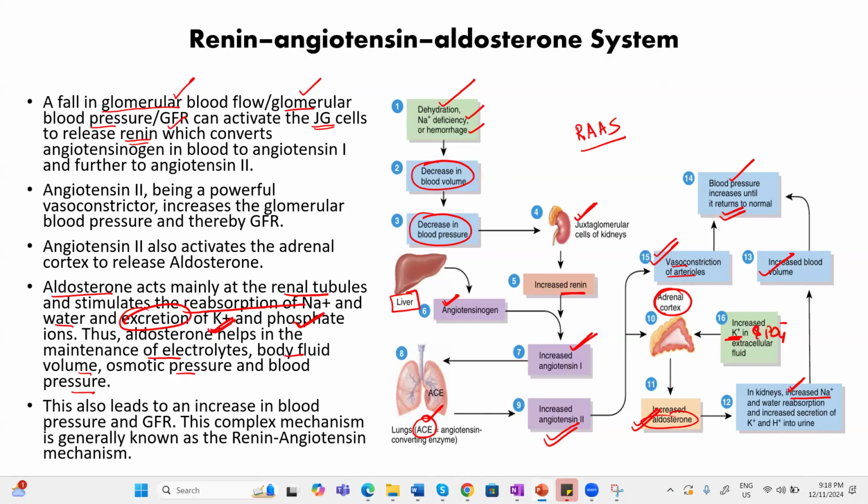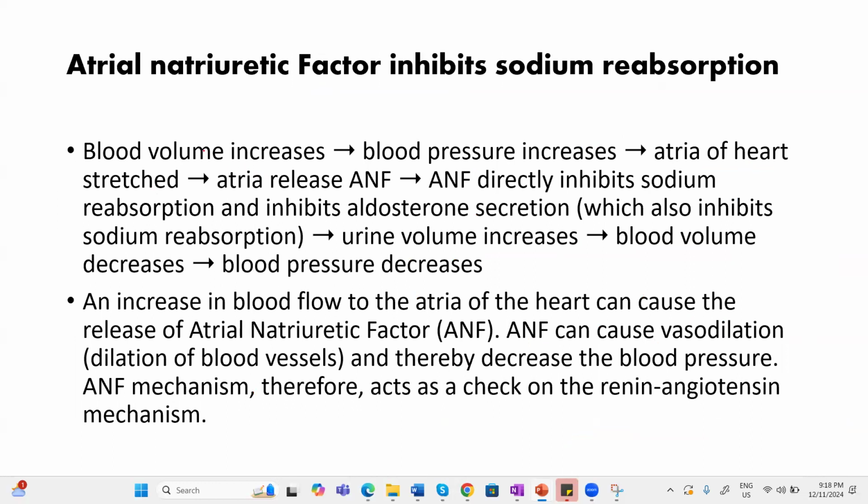But suppose, see here, when blood volume increases, blood pressure will increase, then all this blood will finally go through the renal vein into the atria of the heart. Then the atria of the heart will stretch. Then it will release ANF. ANF full form is atrial natriuretic factor. It will inhibit sodium reabsorption. It will inhibit aldosterone secretion.